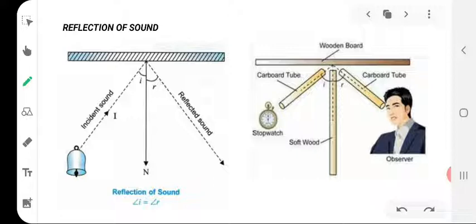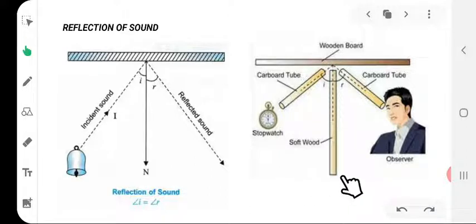Sound waves, like light waves, also get reflected from hard surfaces, which may be both plane or spherical. During reflection, sound waves obey the laws of reflection, that is, the incident sound, the normal at the point of incidence, and the reflected sound all lie on the same plane, and angle of incidence is exactly equal to angle of reflection.